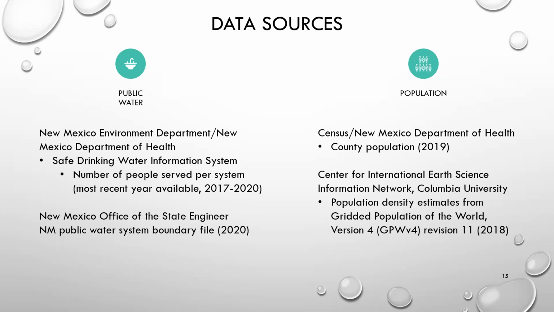And then we were able to find a water system boundary file, which came from another state agency as part of a one-time pilot project they had to develop this kind of data. And then we use population data, which of course comes from the census and again was processed internally. And we're looking at county level here. And then my former colleagues sourced a population density estimate data source as well.